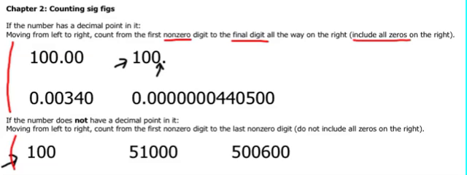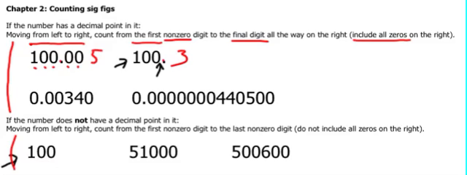So let's look at this first number. It has a decimal point right there, and so these are the rules that we're going to use. We go from left to right. The first non-zero digit is this number 1 right here. Then I have to count all of the numbers as I go to the end, which means that I have 1, 2, 3, 4, 5 sig figs in that number. The next one, the first non-zero digit is this 1, and then I have to count both of those two zeros because there's that decimal place. So this one has 3 sig figs.